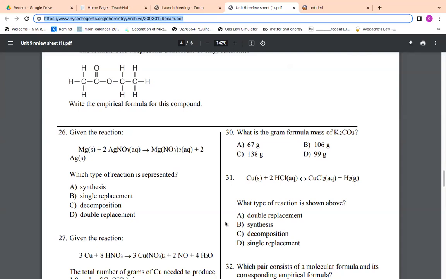So we're given this reaction here. What type of reaction is shown above? So I can see here, I start off with copper, an element by itself, and a compound. And on the other side, I also end up with a compound and an element. Again, this shows us that we are going to have a single replacement reaction. So what we see here is that H, or hydrogen, got booted out of the compound and copper took its place. Now, again, typically a metal will replace a metal and a non-metal will replace a non-metal.